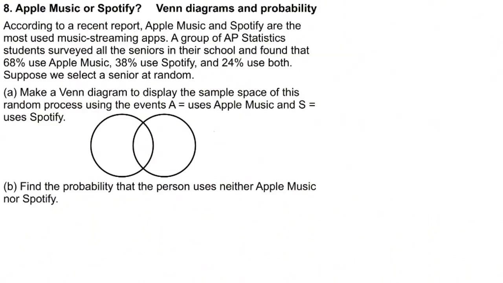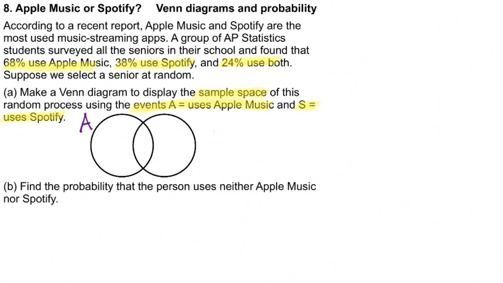All right, one more. Apple Music or Spotify. According to a recent report, Apple Music and Spotify are the most used streaming apps. A group of AP Statistics students surveyed all the seniors in their school and found that 68% use Apple Music, 38% use Spotify, and 24% use both. So suppose we select a senior at random. Make a Venn diagram to display the sample space of this random process with event A using Apple Music and event S using Spotify. So once again, maybe pause the video, try to do this one on your own.